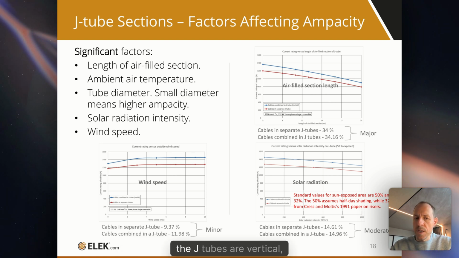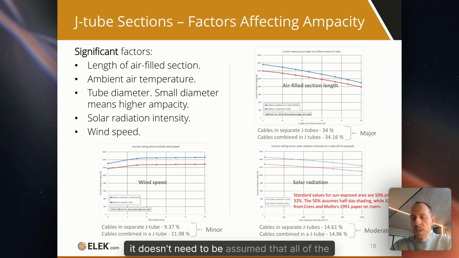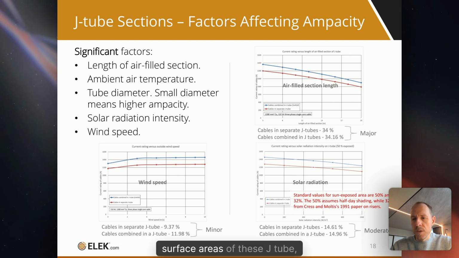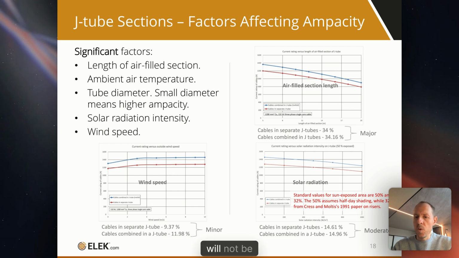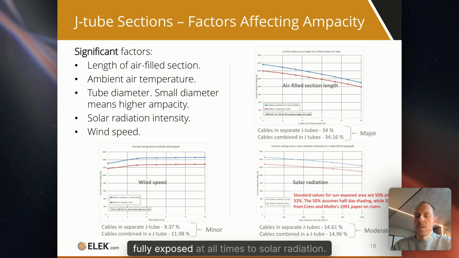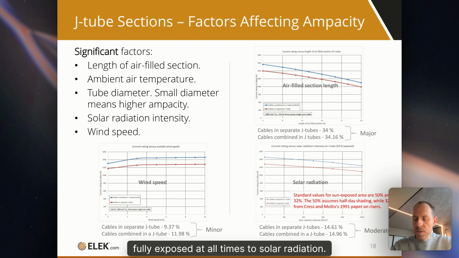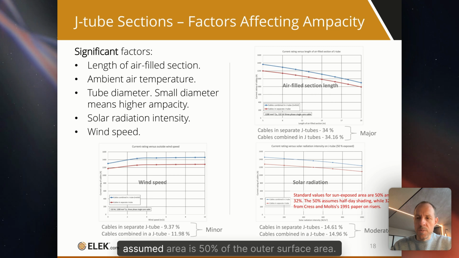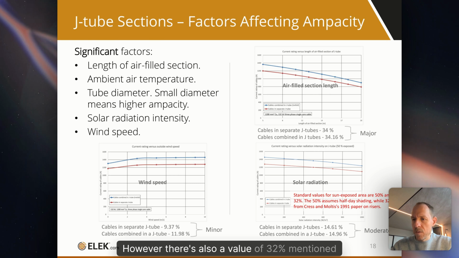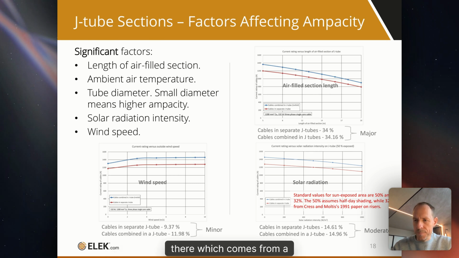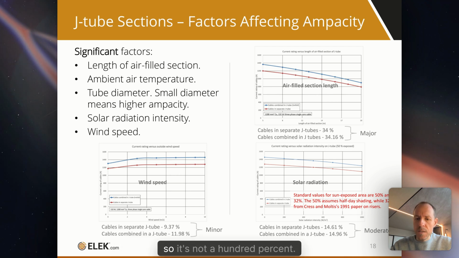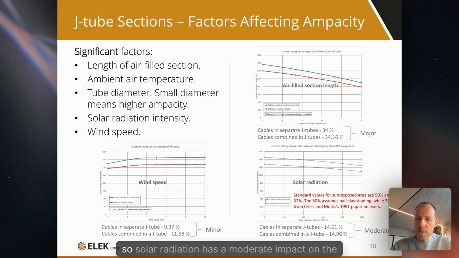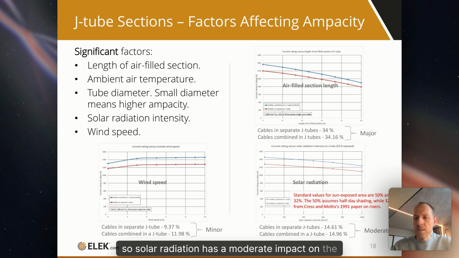Now, because the J-tubes are vertical, it doesn't need to be assumed that all of the outer surface of the J-tube will be fully exposed at all times to solar radiation. A typical assumed area is 50% of the outer surface area. However, there's also a value of 32% mentioned there, which comes from a relatively old paper, but they give some good reasoning. So it's not 100%.